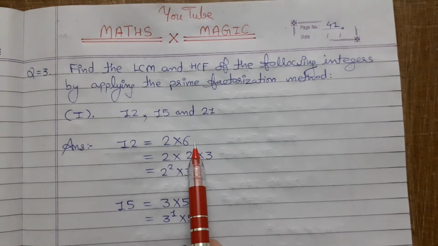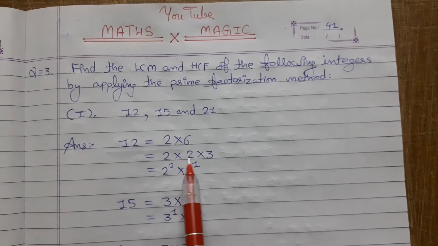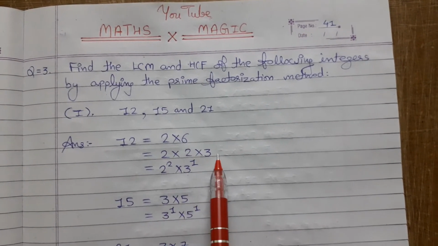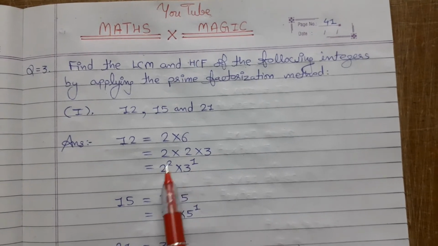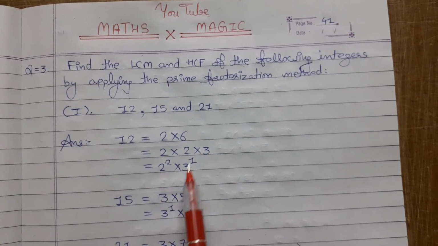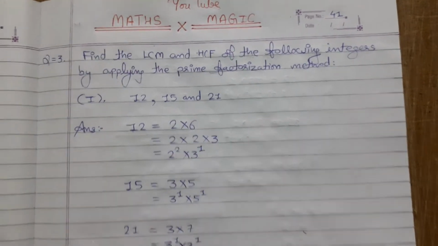12 means 2 6s are 12. 6 means 2 3s are 6. So 2 into 2 into 3 are the prime factors. 2 comes 2 times, therefore 2 raised to 2. 3 comes 1 time, therefore 3 raised to 1.